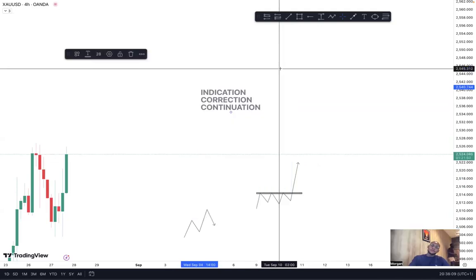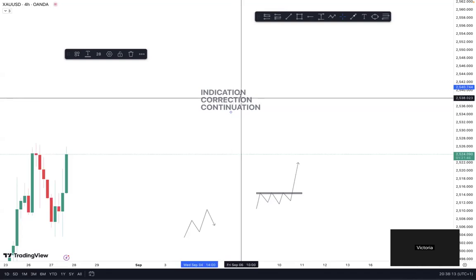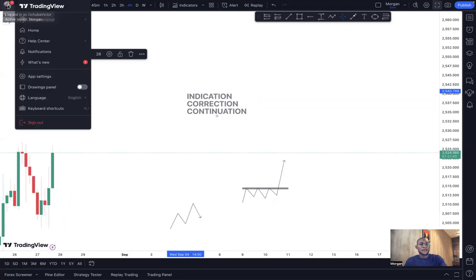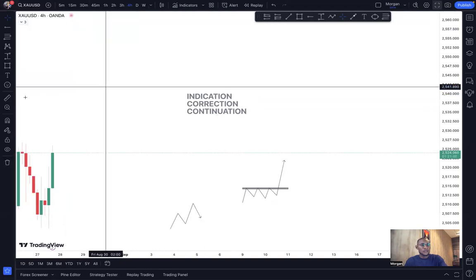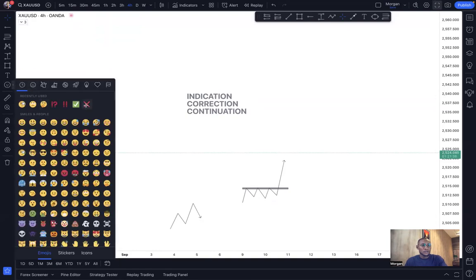Sorry, mute yourself. So, assistant, I'm looking for an emoji that will make it easier for everyone to spot, but I can't seem to find that emoji or wherever it is. Okay, let me look for it here.